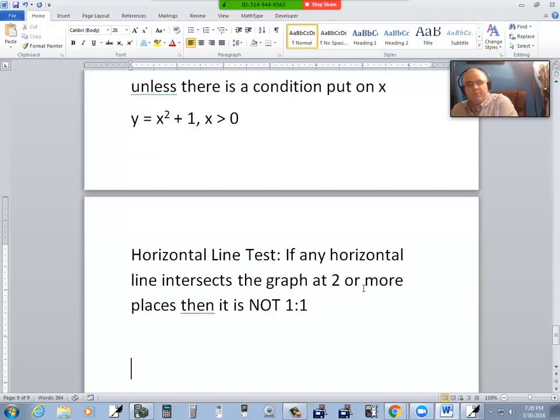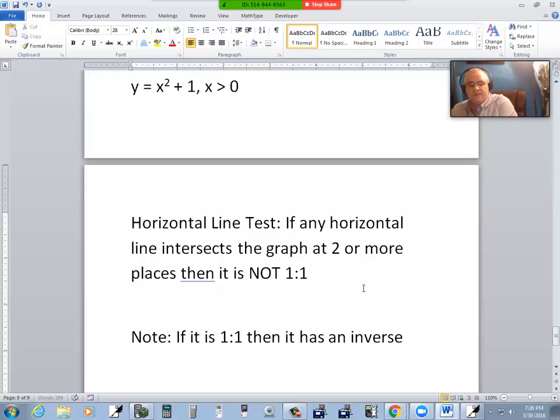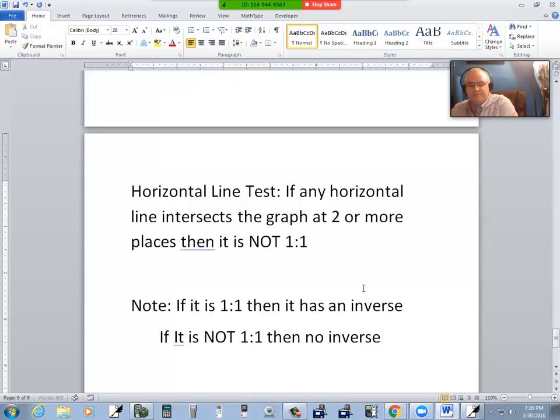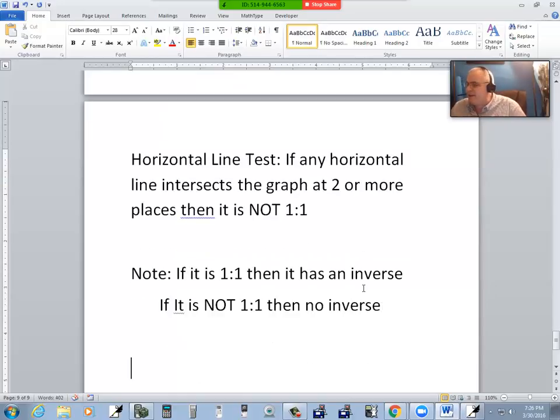Now the reason why we care about one-to-one: if it is one-to-one, then it has an inverse. If it is not one-to-one, then no inverse. Some of the problems may ask you to find the inverse if it's one-to-one. If you look at page 402, number 65, for example, I notice right away it has x to an even power, so it's not one-to-one and there's no inverse. I shouldn't even try to find it.